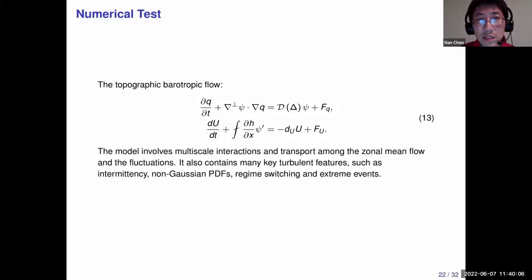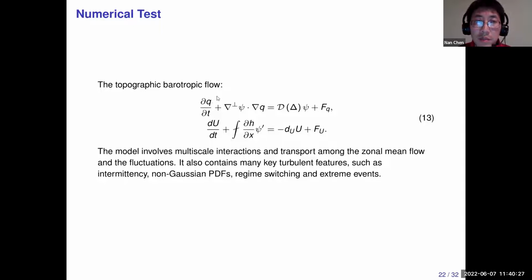So now I discussed a lot of technical details, but I think the most important is to show you some results. Otherwise, it's difficult to understand how this method works. So the numerical simulation I want to show here is based on this topographic barotropic flow, which is one of the classical test examples in geophysics.